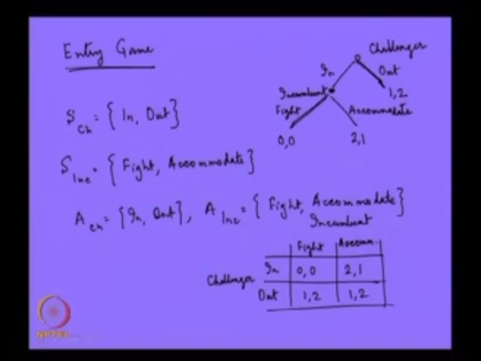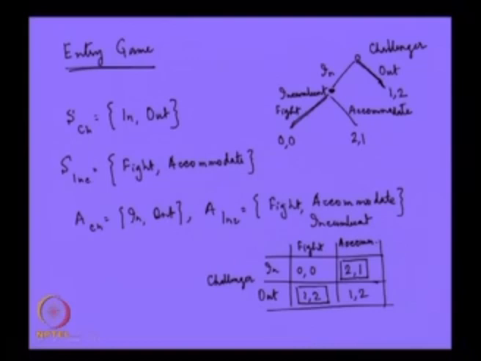So this is what is known as the normal form representation of this strategic game, the strategic form that we have derived from the extensive game. And by looking at it, which are the Nash equilibria? We can see that this is a Nash equilibrium, in accommodate. And the other Nash equilibrium is here, out and fight, right? The other action profiles, that is, in fight and out accommodate, are not Nash equilibria.